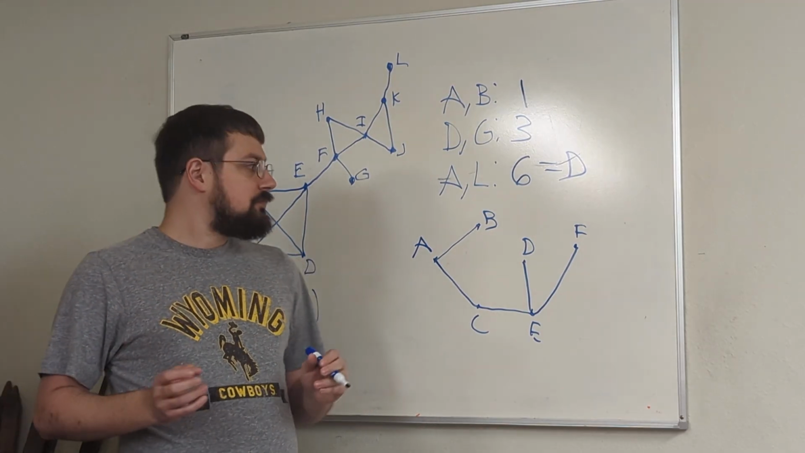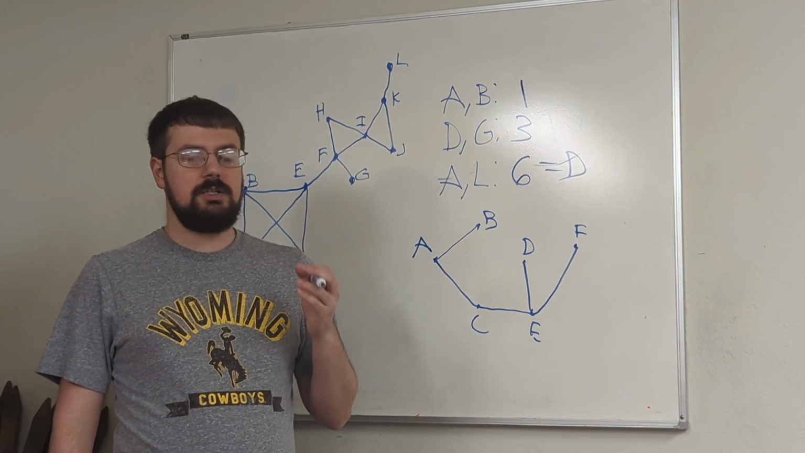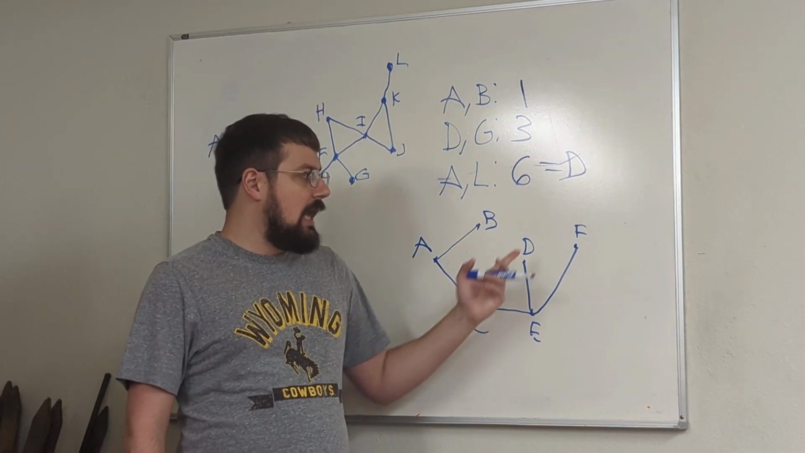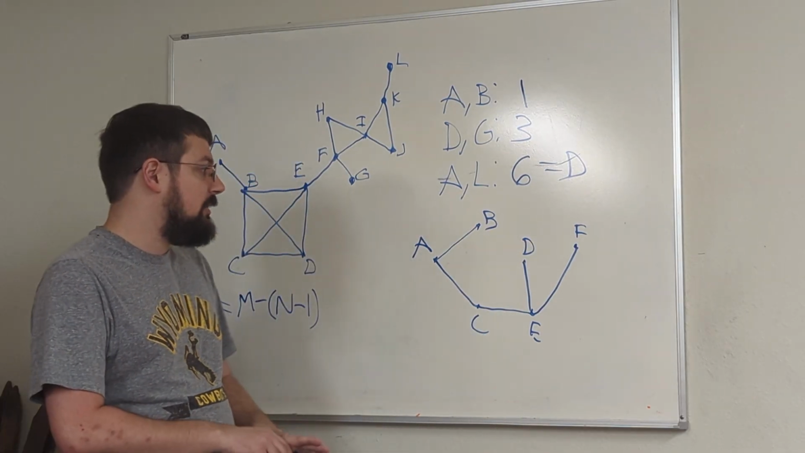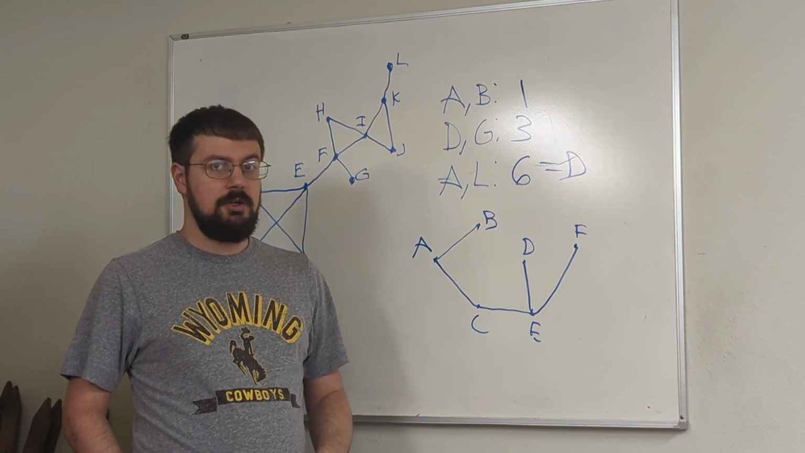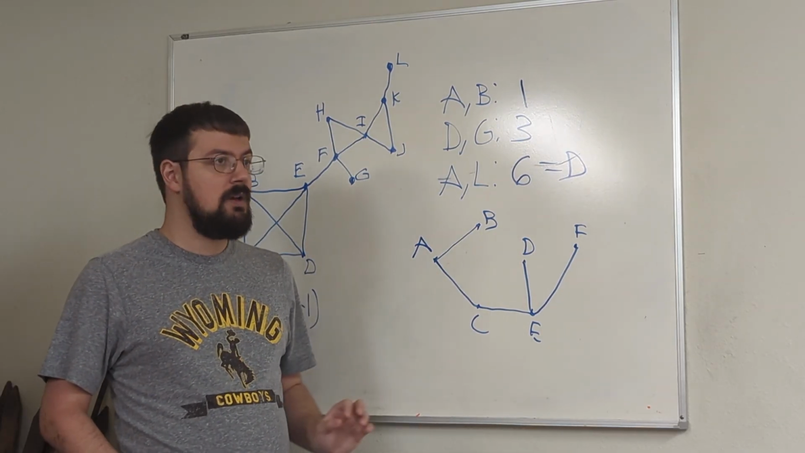Another property related to this is that when we have a tree, every single edge is a bridge, meaning that if we were to get rid of any of these edges in this graph, it would no longer be a connected graph. In other words, it would no longer be all in one continuous piece.